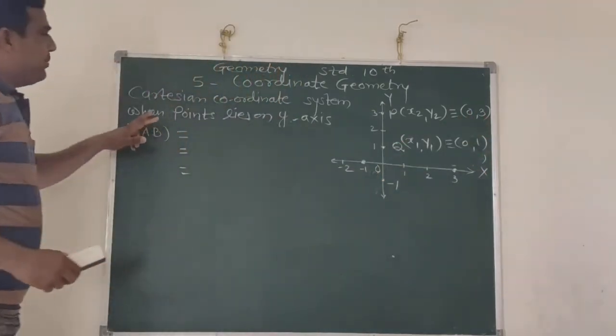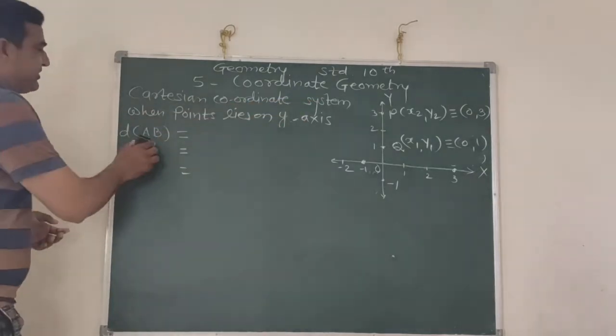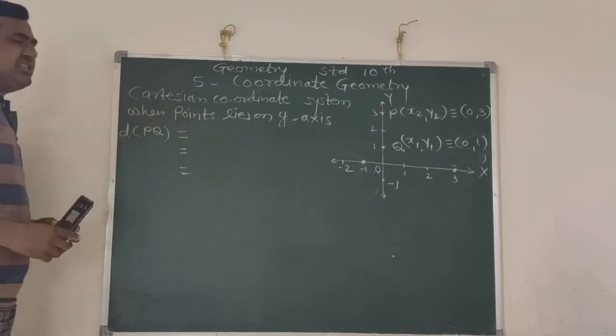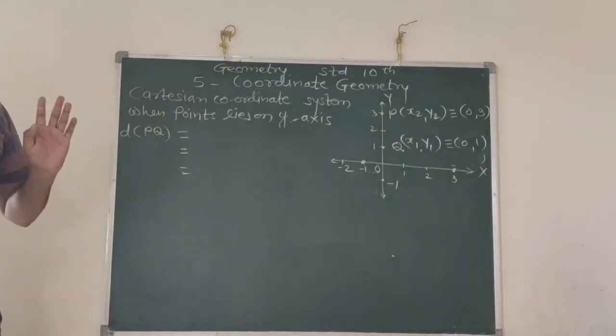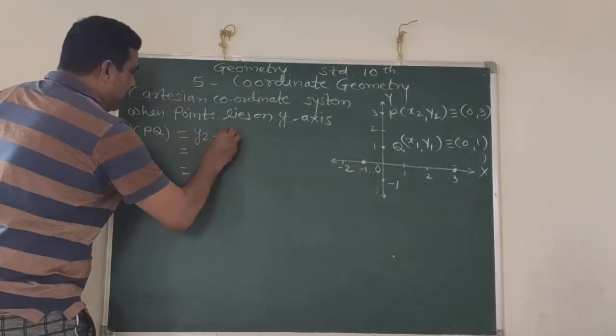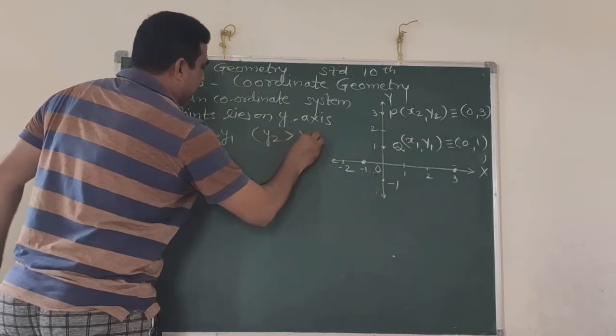So when points lie on the y-axis, if you want to find the distance between these points, distance PQ, the formula will be y2 minus y1, where y2 is greater than y1.